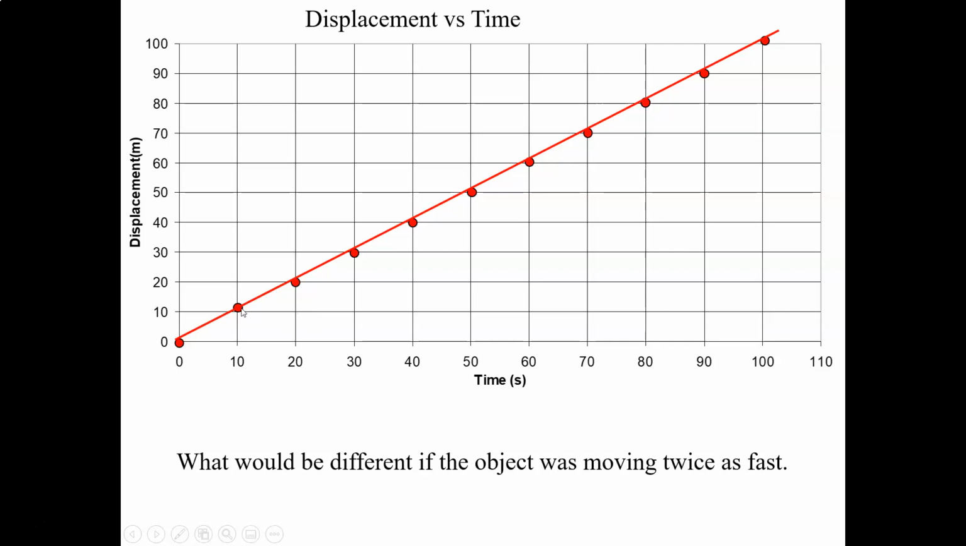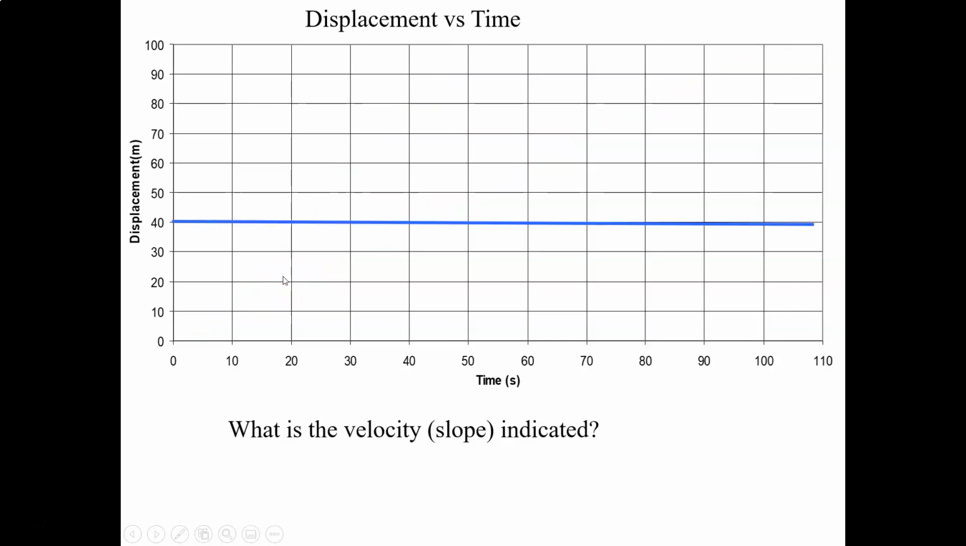Well, instead of being here at 10 seconds, it would be up here. It would travel twice as far. And then here, it would travel twice as far. Okay? And what you'd end up with is a line that had twice the slope. Again, the average velocity is the slope of the line. So if something's traveling faster, it's going to have a greater slope.